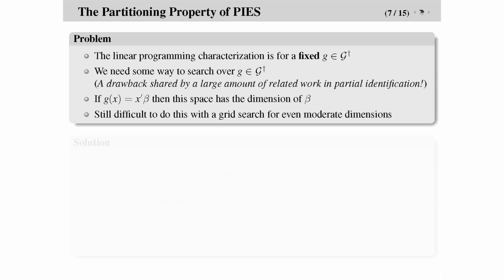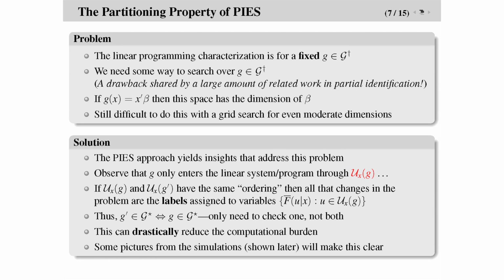So there are some interesting properties of this argument. One thing you might be saying is, well, this linear programming characterization is for a fixed G. Linear programming is nice and easy to do, but you have to fix G first, and so you have to search over all G's somehow, which can be difficult. Even if you parameterize G to be finite dimensional, you still have to search over a grid of the dimension of what beta is. Maybe beta is 10, you have 10 covariates. That's going to be quite difficult to do. This is a limitation that's shared by a huge amount of work in partial identification, at least the computational approaches. A lot of the inferential work is hamstrung by this. This argument actually gives you an interesting way to address that.